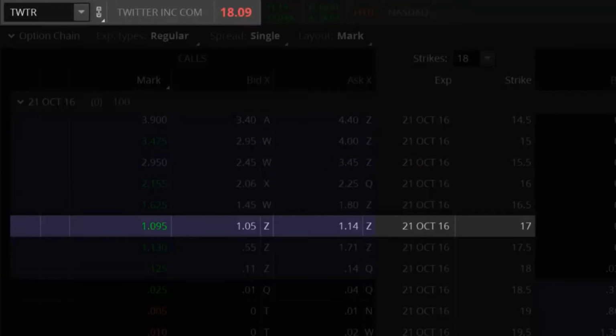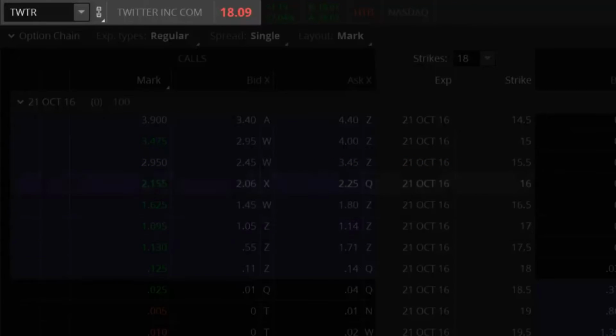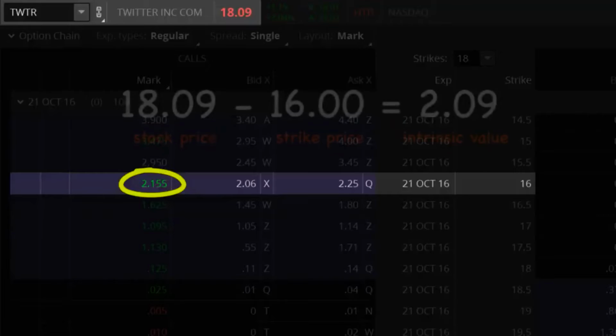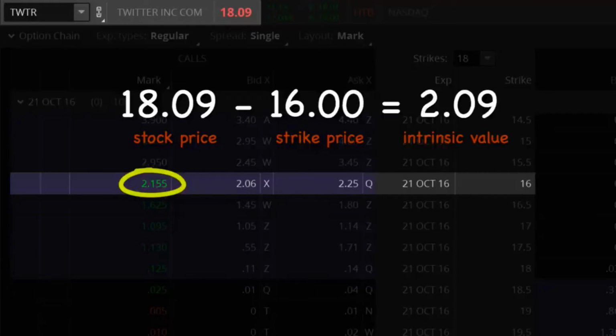And if we look a little further in the money, you can see the 16 strike call is worth around 2.09. It says 2.15 on the screen because it's so deep in the money and the bid-ask spread is kind of wide, but its actual worth is around 2.09 because it would allow you to purchase the stock at a discount of $2.09 per share.